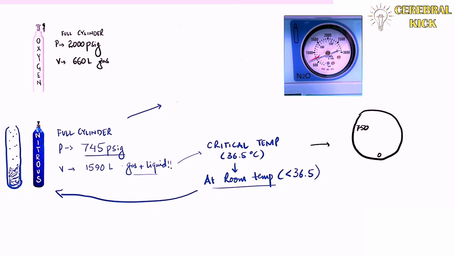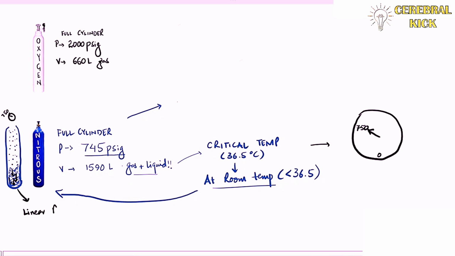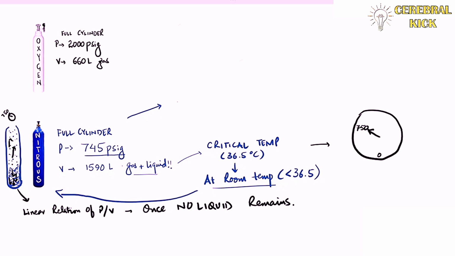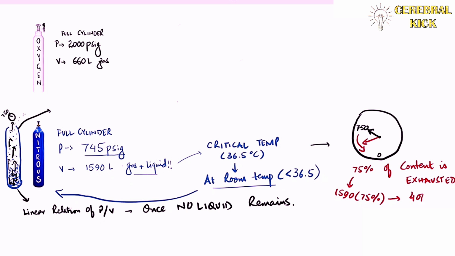And that is why at the pressure gauge, the reading would stay at 750 no matter how much vapor is being consumed, because the liquid is being vaporized until there is no liquid left. Beyond that point, the reading on the pressure gauge starts decreasing. So after 75% of the content is exhausted, the pressure reading of nitrous oxide reduces. For 1590 liters, 75% means 400 liters remain. So every time the pressure gauge reading of nitrous oxide reduces below 750, it is automatically understandable that there is no liquid left, and the net content left behind in the nitrous oxide cylinder is only 400 liters.